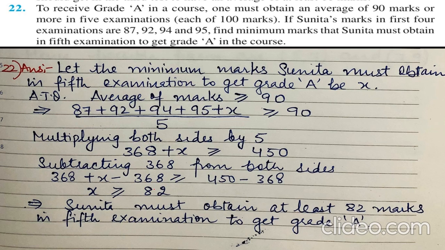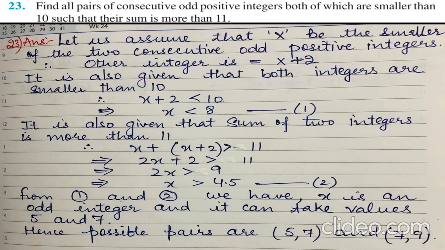So X must be greater than or equal to 82, that is Sunita must obtain at least 82 marks in 5th examination to get grade A. So this completes 22nd question. Now look at the 23rd. Find all pairs of consecutive odd positive integers, both of which are smaller than 10 such that their sum is more than 11. Now here we have to find such consecutive odd positive integers.